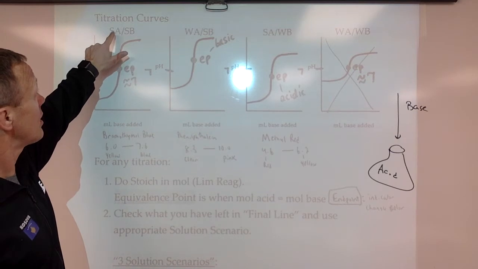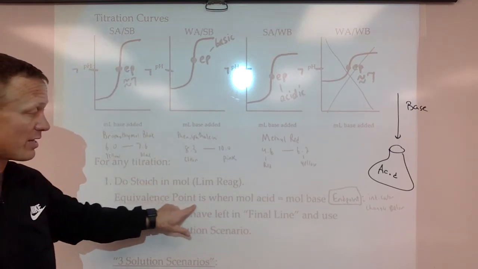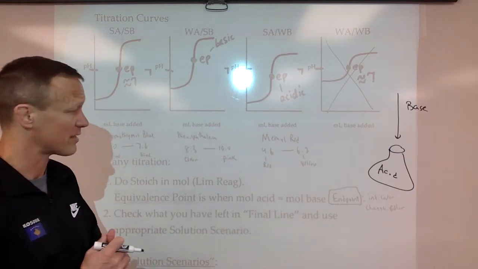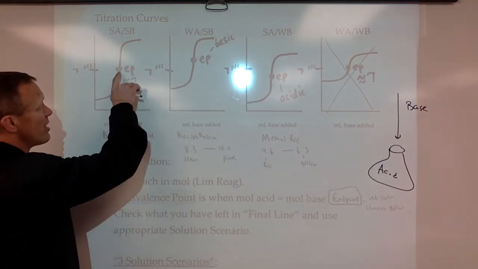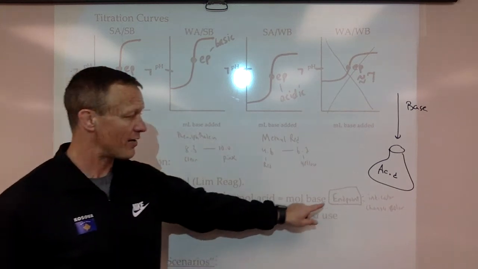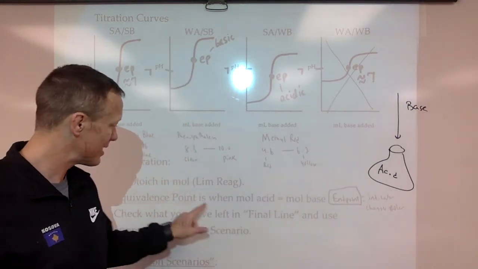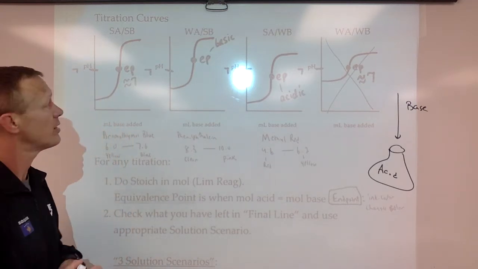So strong acid, strong base, pH will be 7 at the equivalence point. Equivalence point means when you have equal moles of acid and base, so stoichiometrically equal numbers of moles of acid and base. For the indicator, you want it to change somewhere close to 7. The end point of a titration is when your indicator changes color. Hopefully your end point is approximately the same as your equivalence point. It has to be really, really close for it to be a good titration.